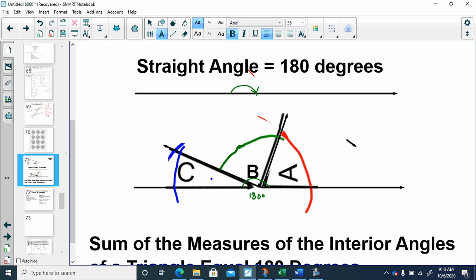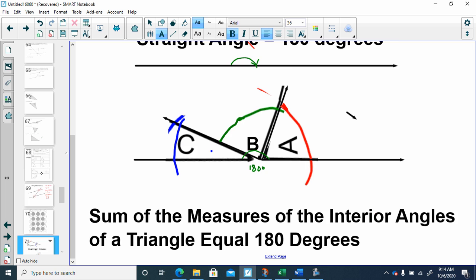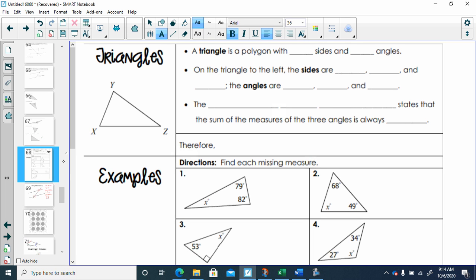Those three angles together would make a straight angle. That means they would add up to 180 degrees. So the sum of the measures of the interior angles of a triangle equal 180 degrees. And I've shown you that right here. Now we're going to use that fact. Go to your packet. In your packet, I am on page 22. Okay, page 22. And we're going to put some properties up here just to make sure we all remember.